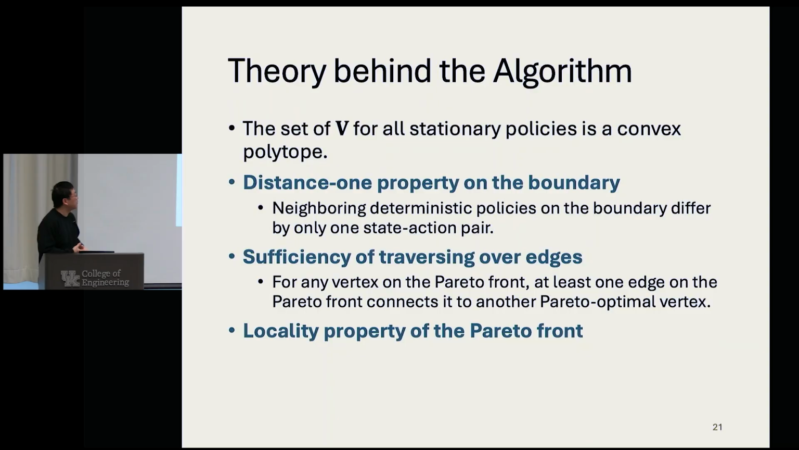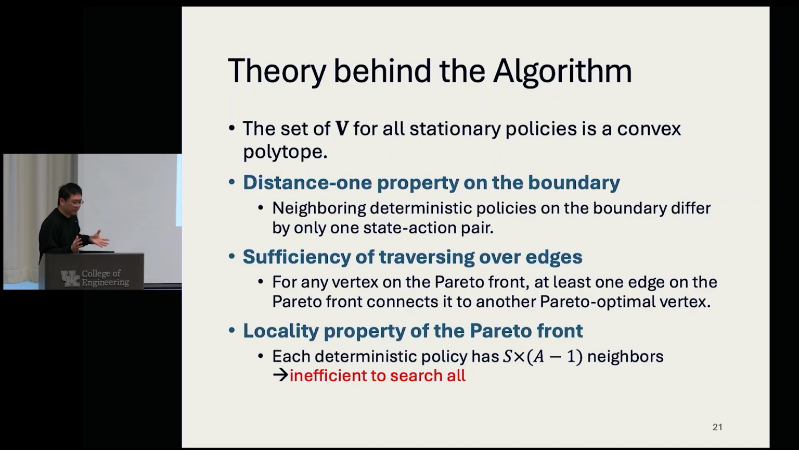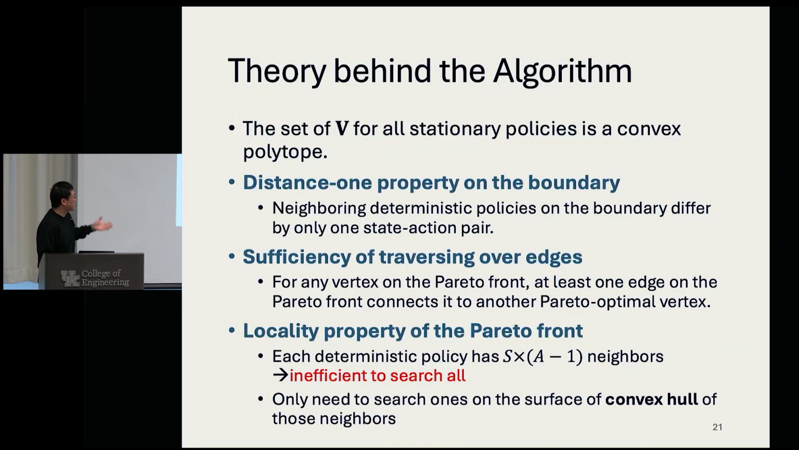And to further enhance the complexity or save the time, we also prove the local property of the Pareto front. Because if we talk about visiting the neighbors of one point, that means we have to visit s times a minus 1 neighbors. That's quite inefficient because s times a may be quite large. So when we're visiting the neighbors, we actually use some local property to reduce how many points we need to consider, right? So we also have some theory to prove that we only need to consider those points that are on the surface of the convex hull of those neighbors, right? So that's actually much fewer points than the whole set of neighbors.